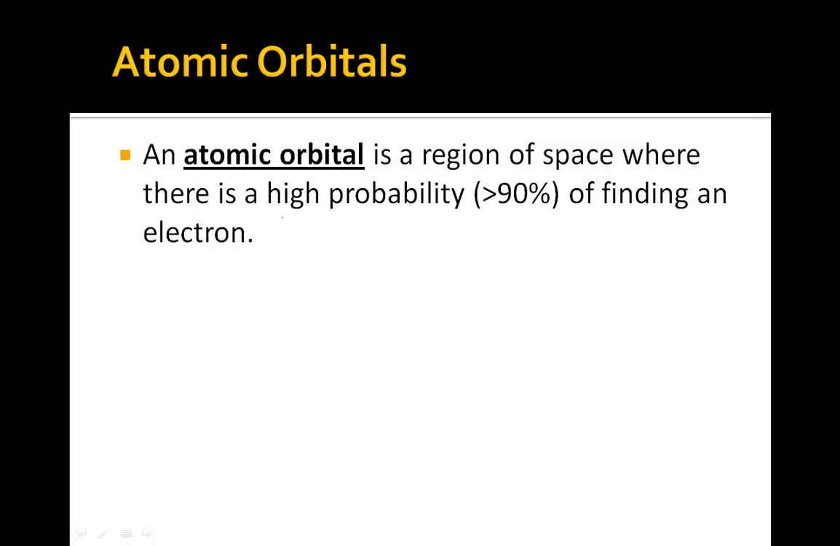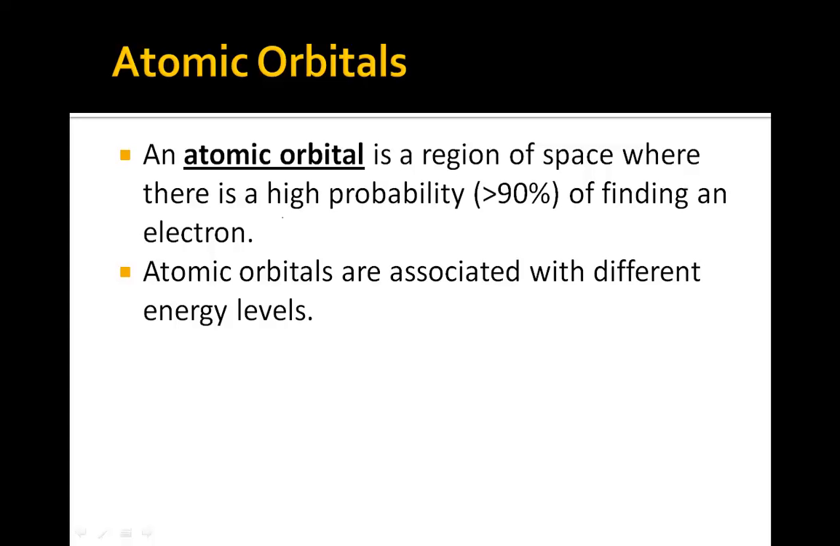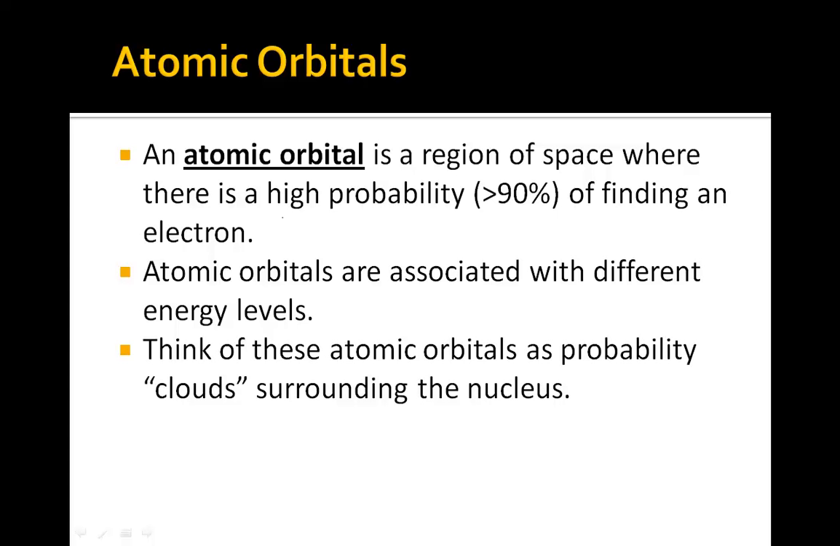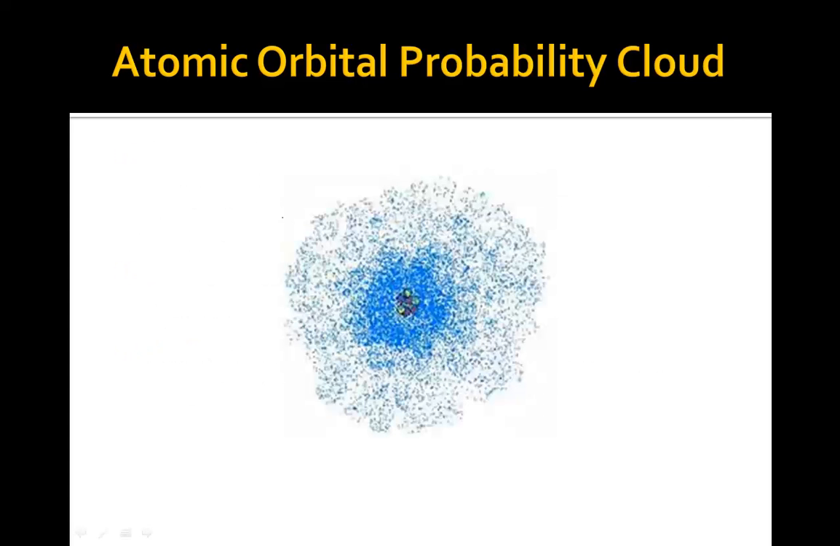Okay, so an atomic orbital is this region of space or area around the nucleus where there's a very high probability, greater than 90%, of finding an electron. So that's the definition of the atomic orbital. Just think of it as a place where you're most likely to find an electron. Atomic orbitals are associated with different energy levels, and you'll see this in a little bit. And think of these atomic orbitals as clouds surrounding the nucleus. We're talking 3 dimensions here, so the clouds surround the nucleus of the atoms in 3-dimensional space.